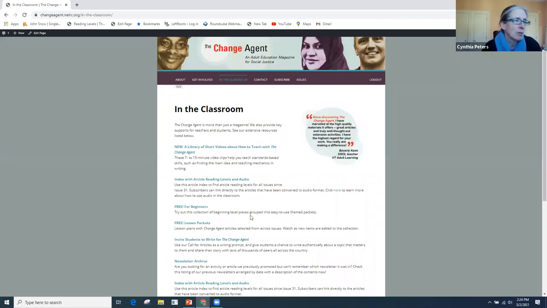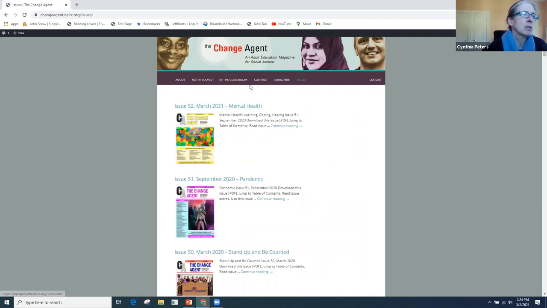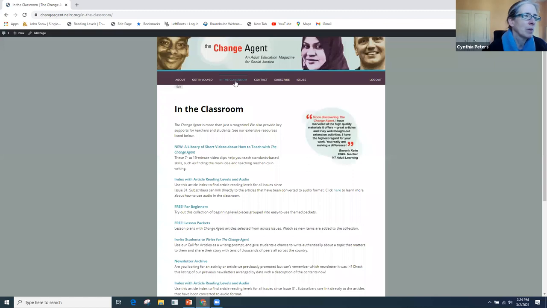So speaking of levels, the two tabs that I think are most important for teachers are this issues tab, which we were just in, and this In the Classroom tab. In the classroom, you can see here's a little library of short videos, which is mostly me talking about how you can use the Change Agent to teach. So you can explore that library. It might be helpful to you.